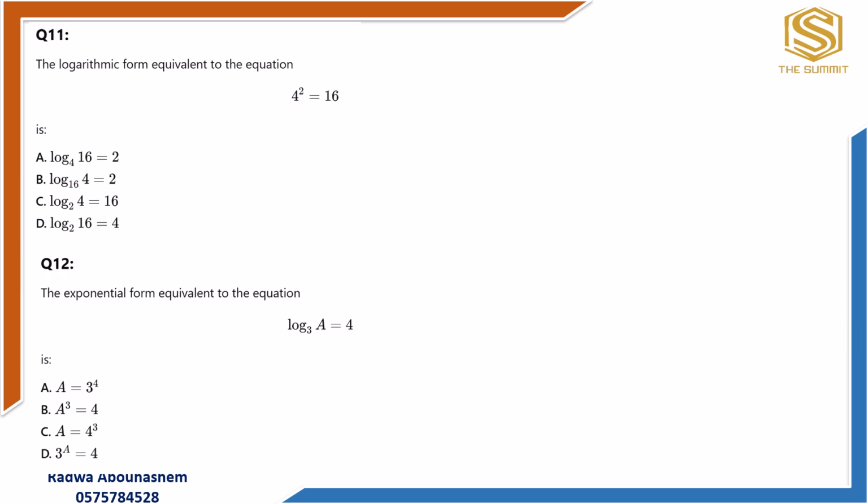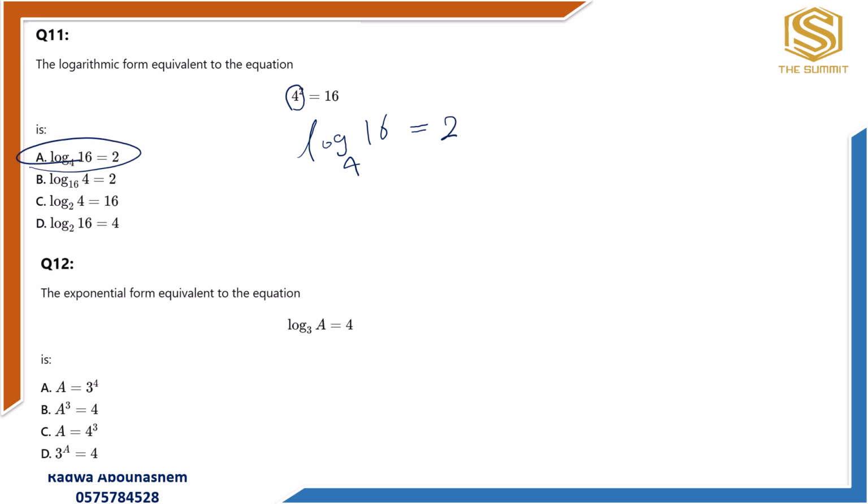The logarithmic form equivalent to the equation 4 power 2 equals 16. So here we are taking the log for the value, log 16, and the base is 4, so it's equal to 2. So here's the answer.